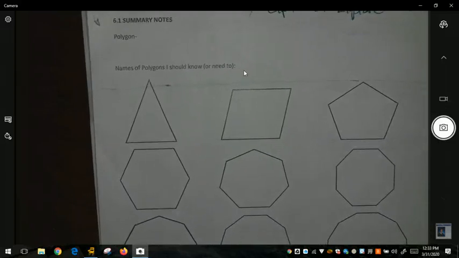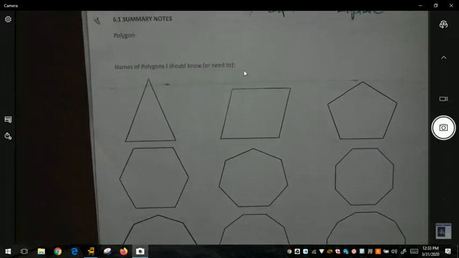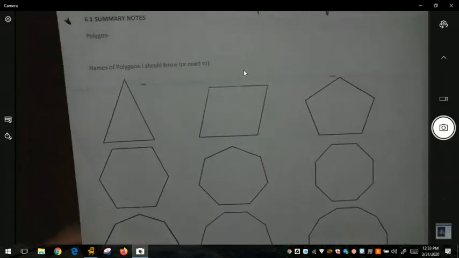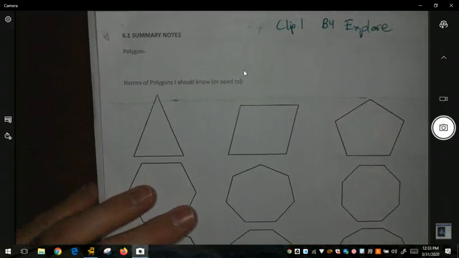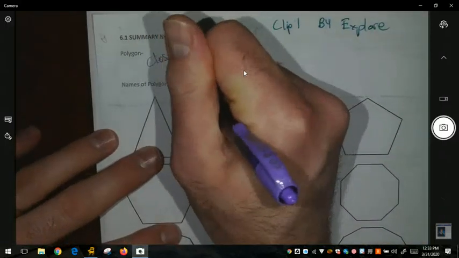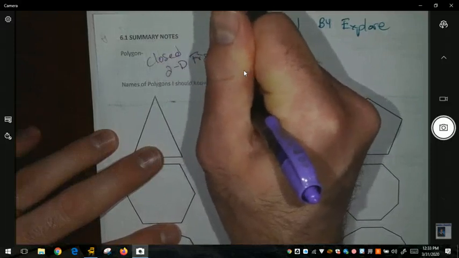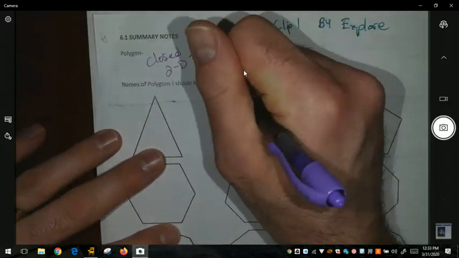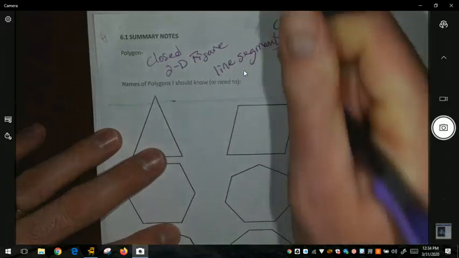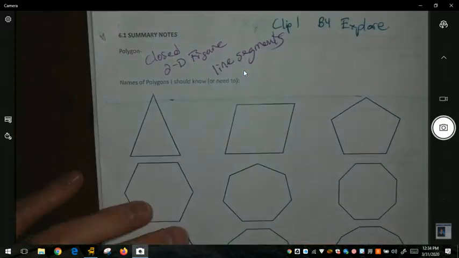A polygon. Polygon is something you say when your pet parrot flies away. Polygon. Anyhow, a polygon is actually a closed two-dimensional figure formed by line segments. A closed two-dimensional figure formed by line segments.